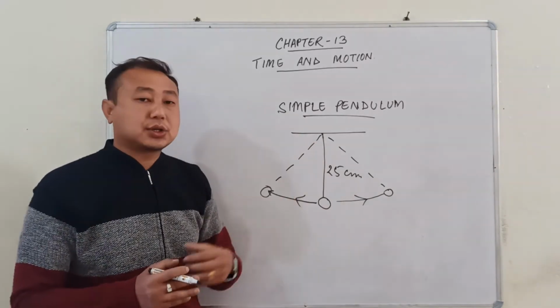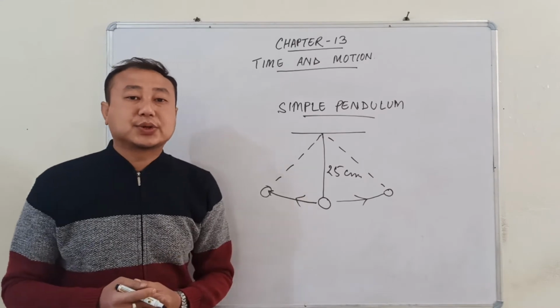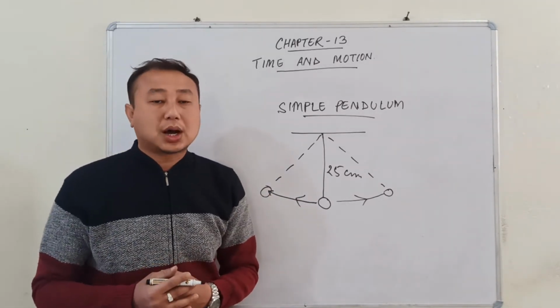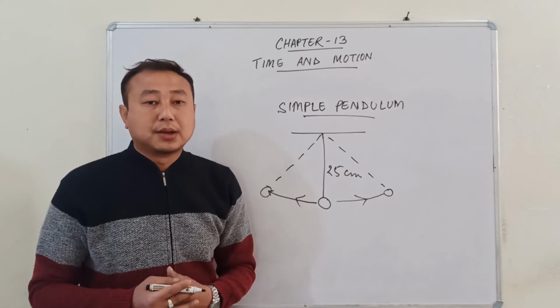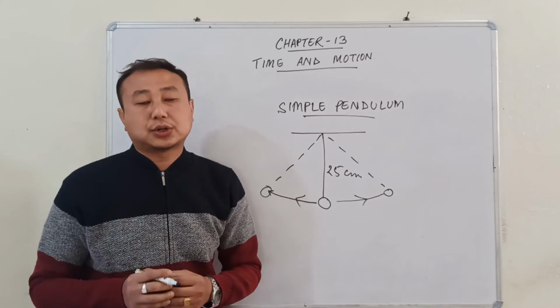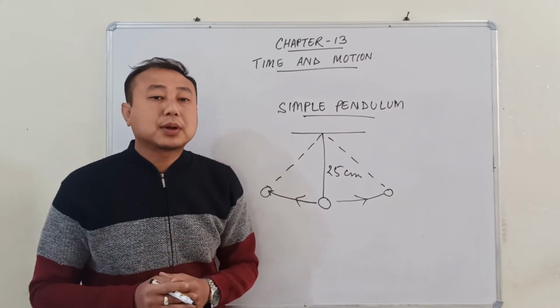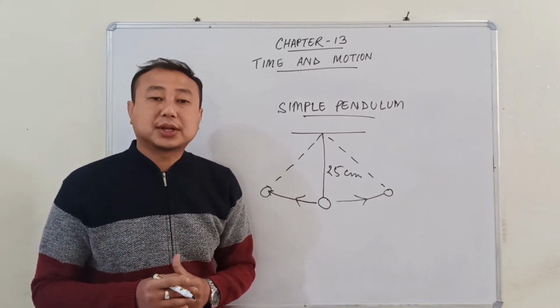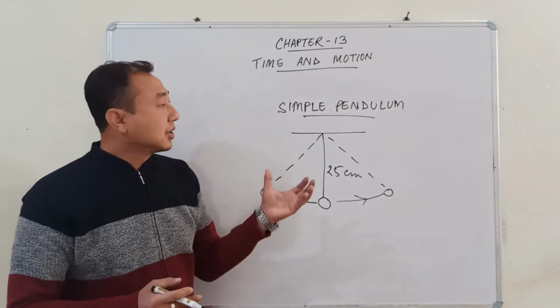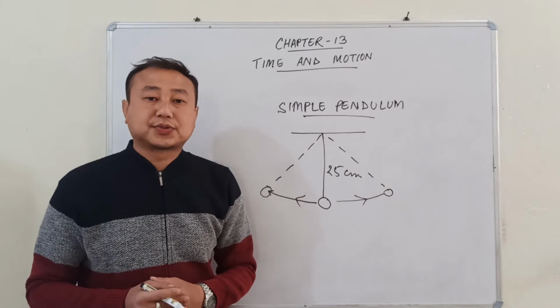So after the invention of this wall clock, many other portable devices, like the wristwatch, the digital watch and the stopwatch, were invented. The stopwatch is used to measure a very small fraction of time, in terms of milliseconds also, and it is mainly used in sports events, athletic events. So this is about the devices which are used for measuring time.